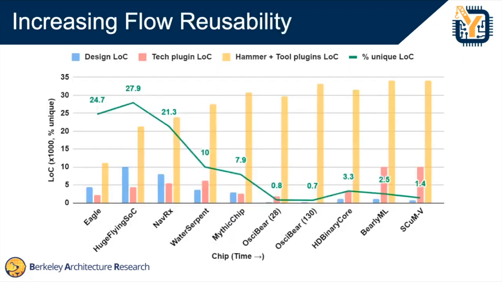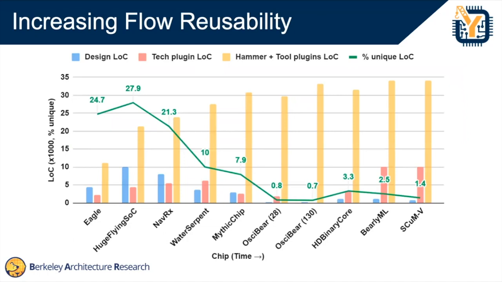So I want to highlight how Hammer is able to help us reduce the amount of design-specific lines of code we need as we continue using a particular technology and tool. So you can see here, these are just chips on the x-axis, and we have plotted the number of design-specific lines of code, the lines of code in a given technology plugin that chip used, the aggregate number of lines of code, and the percentage of unique lines of code.